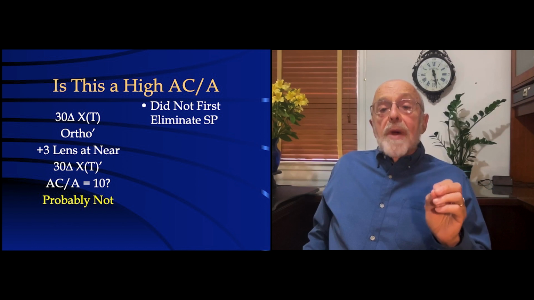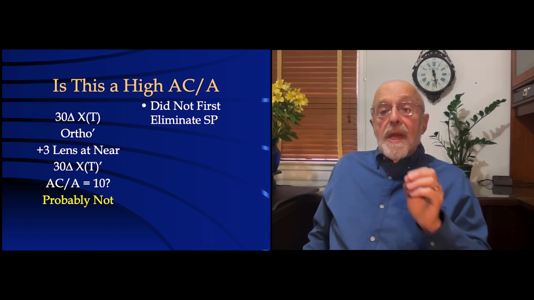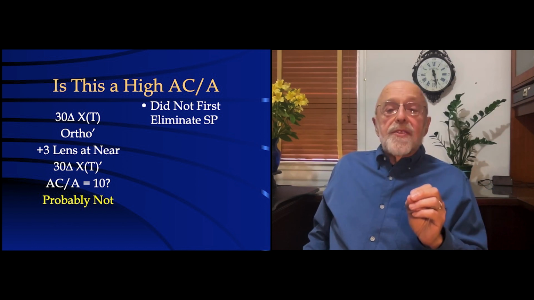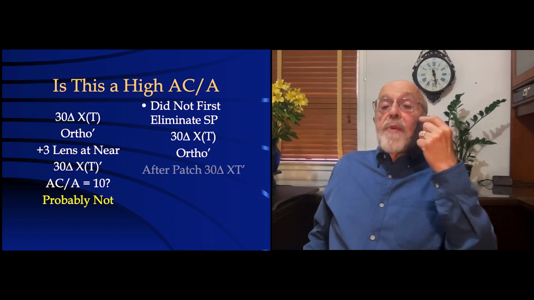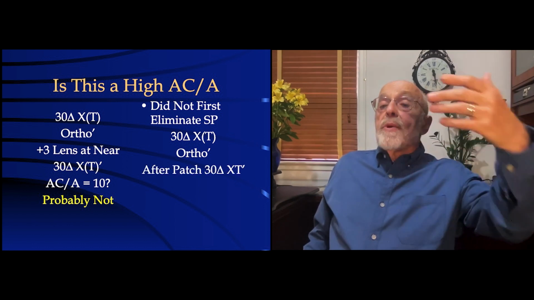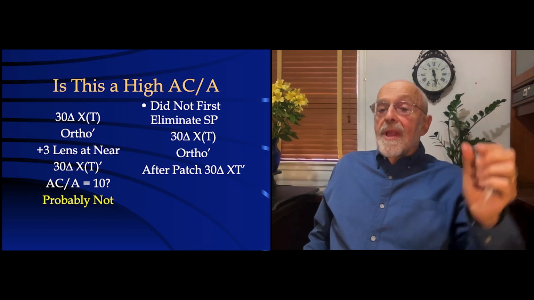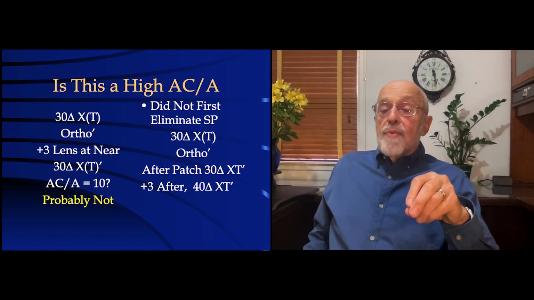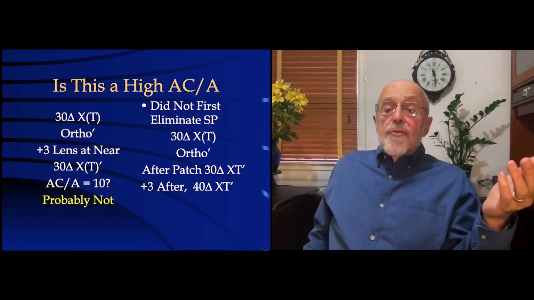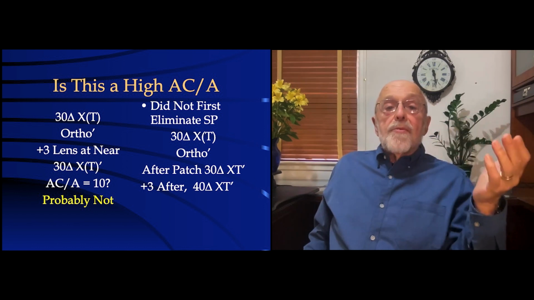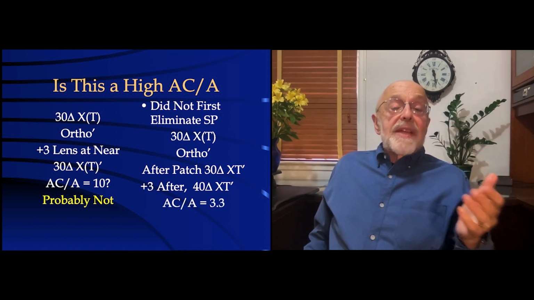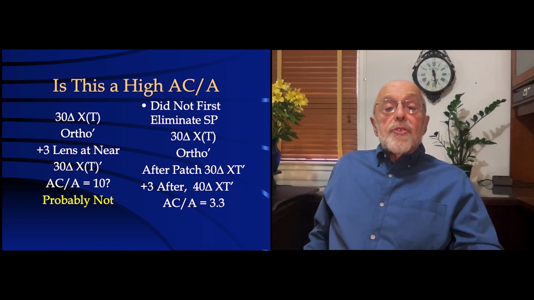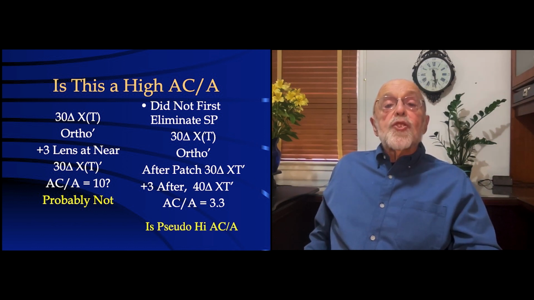So if we take the same hypothetical patient, now we're looking on the right on the slide, on the screen, 30 prism diopters distance, ortho at near. If we patched them first, they would have increased to 30 at near. Then if we add +3 lenses, it may just increase, hypothetically, another 10 prism diopters. That's an ACA ratio of 3 1/3, and that's a normal ACA ratio. So this is what I call a pseudo high ACA ratio.